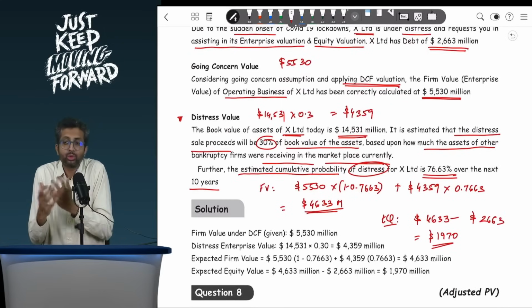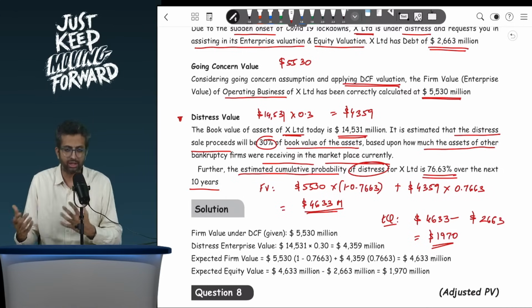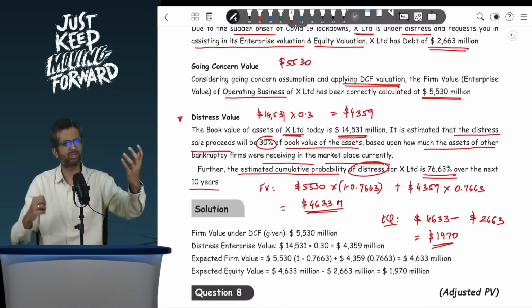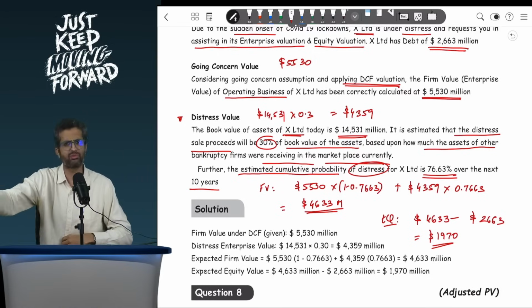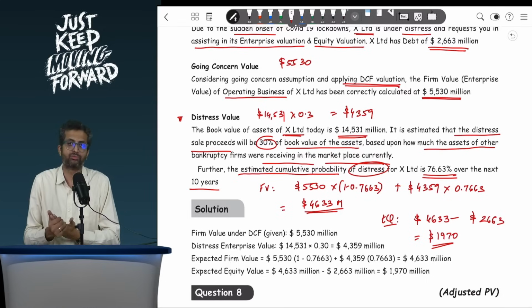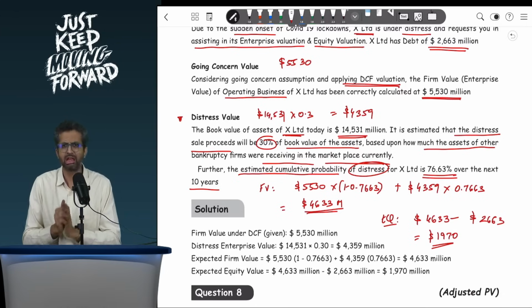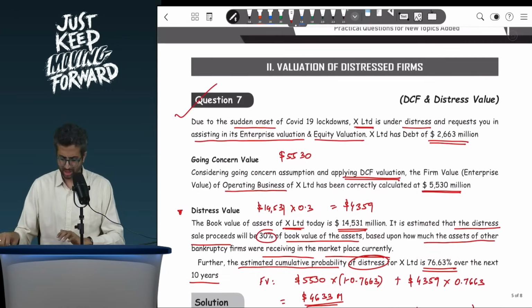It is just that if you have not done this problem, you might feel very scared about what will happen if there's a distress value. It is very easy. It is a liquidation value that you are expecting to get, and you will have a probability of distress. You consider both of them and you will get the equity value. If you have the number of shares, you divide by the number of shares in such a case. So this is question number 7. I would want you to refer to this.